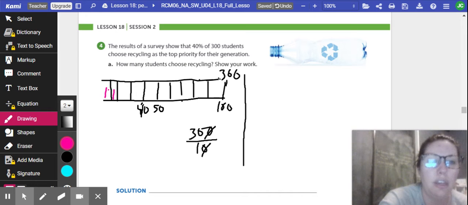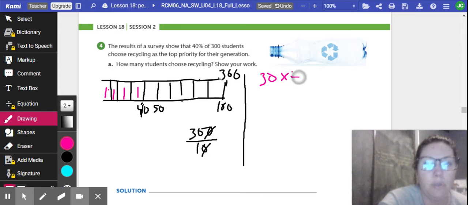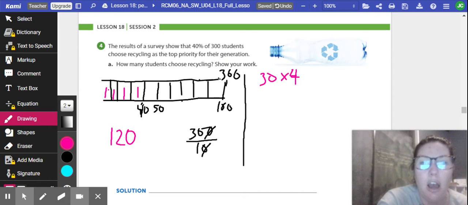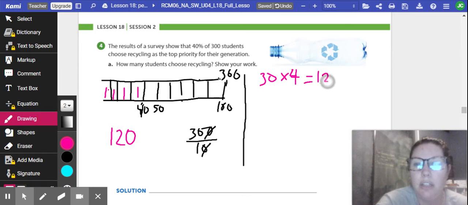30, 30, 30, 30. Because I have 4 boxes, I can do 30 times 4, or I can do 30 plus 30 plus 30 plus 30. So what is 30 plus 30 plus 30 plus 30, or 30 times 4? 120, right? So that means 120 of the students choose recycling. Okay, so we know that this is 120, but now let's do the math way.